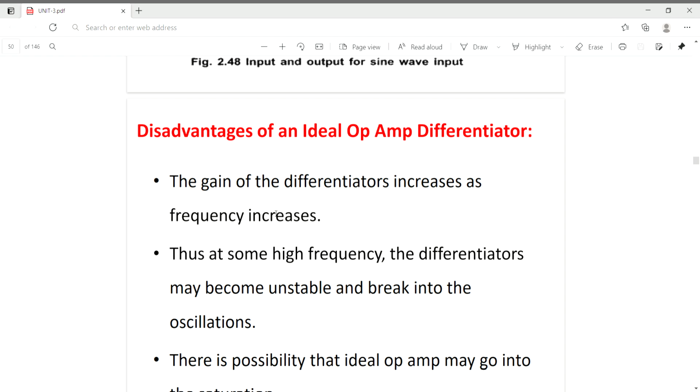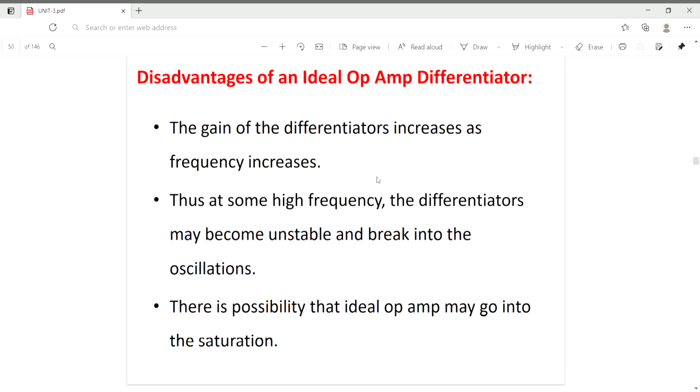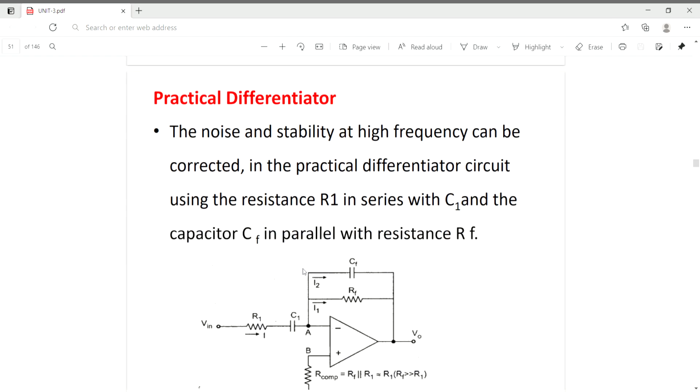The disadvantages of the ideal operational amplifier differentiator are that the gain of the differentiator increases as the frequency increases. So if the frequency of the circuit increases, the gain will also increase. Thus, at some high frequency, the differentiator may become unstable and break into oscillations. So there is a possibility that an ideal operational amplifier may go into saturation, and thus its function will not be held properly.